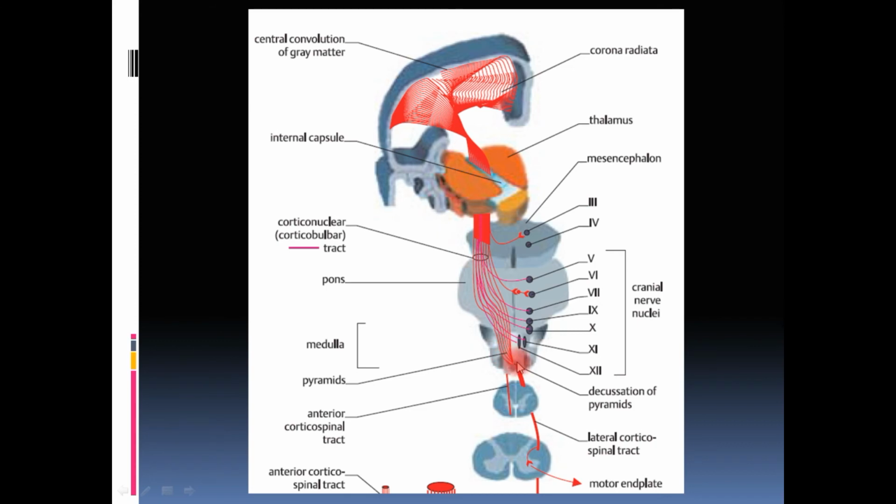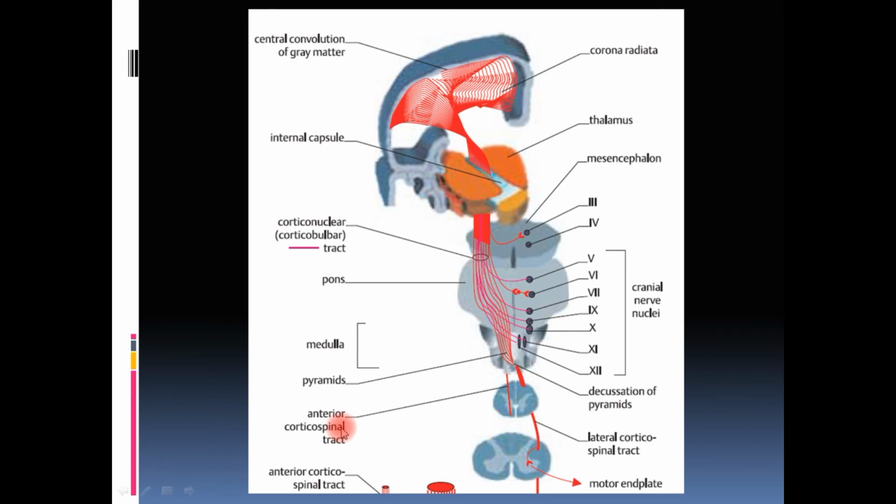The one which crosses over is called the lateral corticospinal tract, because it travels in the spinal cord laterally. It is the major pathway for the lateral motor system. Whereas certain fibers, a smaller number of fibers, do not cross to the opposite side in the medulla and descend on the same side, anteriorly in the spinal cord. These fibers are called the anterior corticospinal tract.